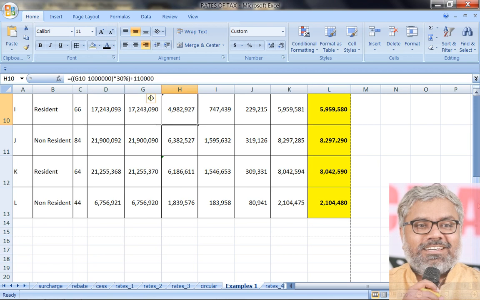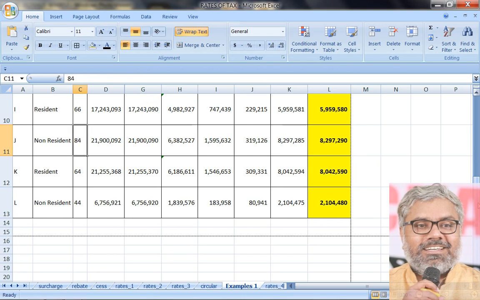So that will be added to the normal calculation of 30% of income in excess of 10 lakhs rupees. That is for residents. So this calculation is important. Everybody should check this answer. Then surcharge is common, which is 15% in this case since the income is more than 1 crore but less than 2 crores. So cess is common. Final answer is 59 lakhs 59,580. That is the answer for I.